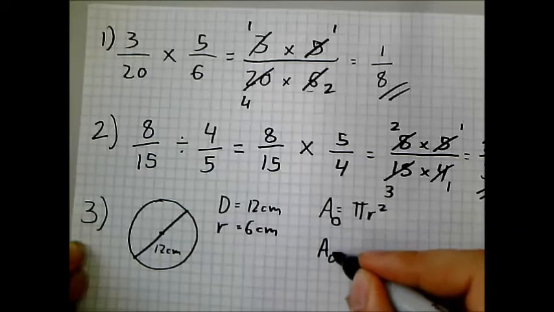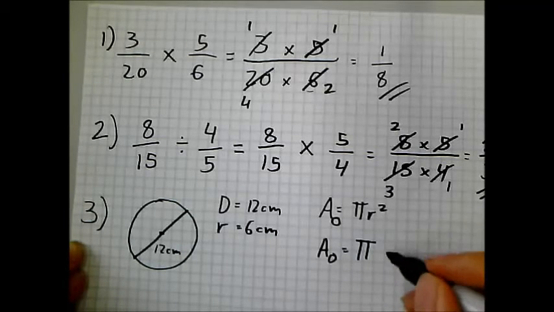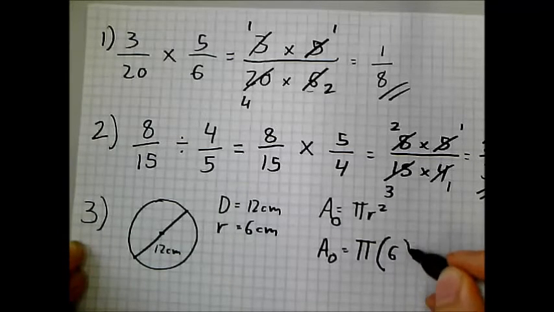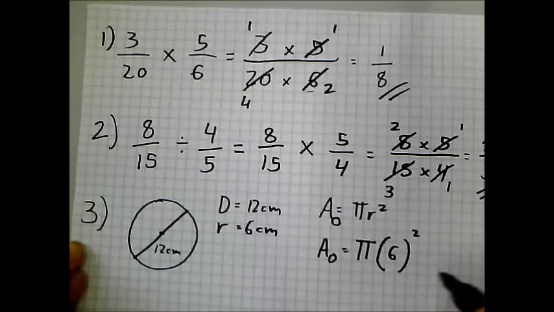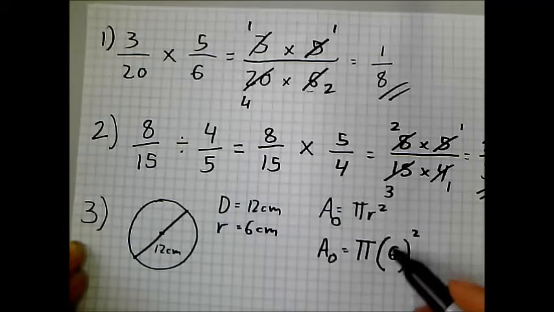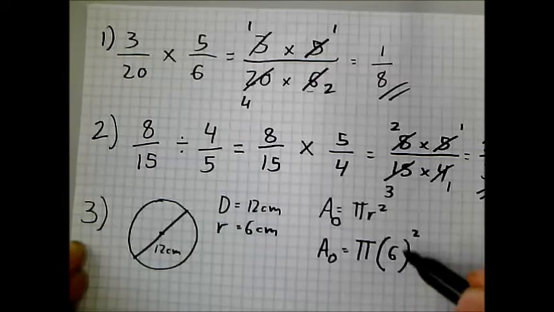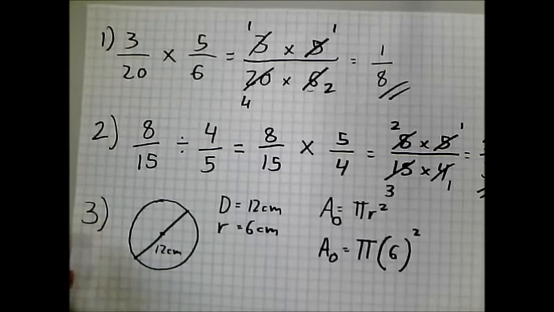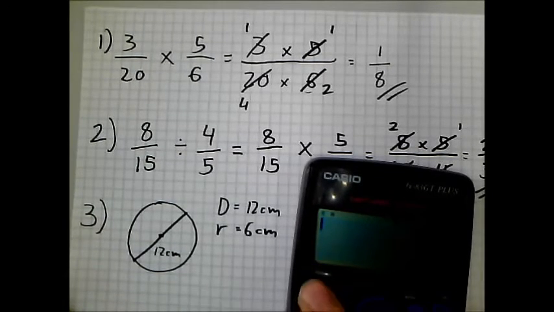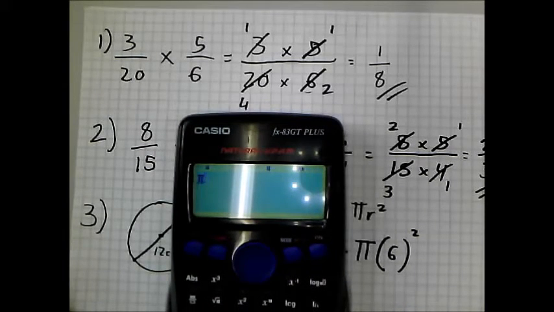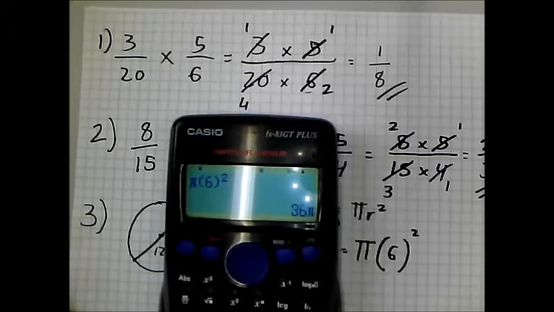So the area of a circle is equal to pi multiplied by the value of r, which is 6, all squared. Okay, notice I haven't used a multiplication sign here. I've used brackets. Whenever I change a variable to a number, I put it inside brackets like this. And if you type this straight into your calculator, pi, bracket, 6, bracket, squared, that will evaluate that perfectly. Okay, so it's exactly 36 pi.